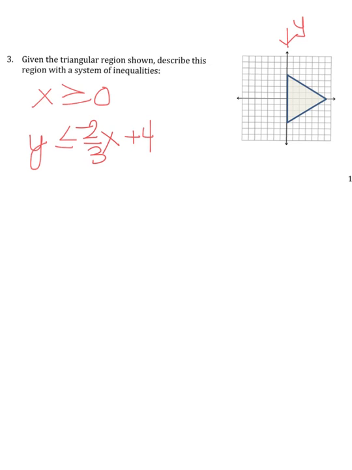And for the third line, shading is above that line, so it's greater than or equal to, and they're all solid, so we have the equal to. The y-intercept is at 1, 2, 3, -4, and we have to figure out that slope now. It looks like it's up 2 and over 3 to get from one point to the next. And that concludes the homework.